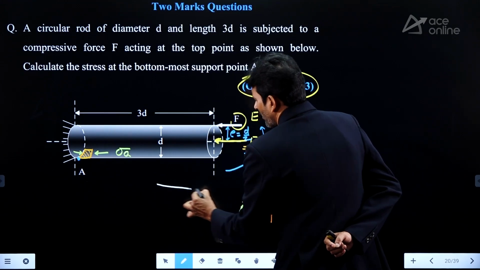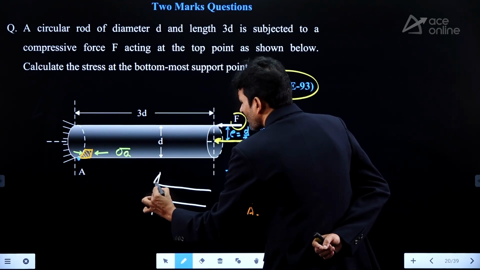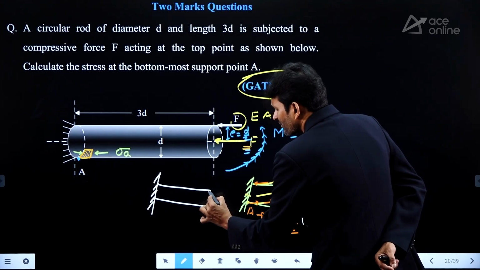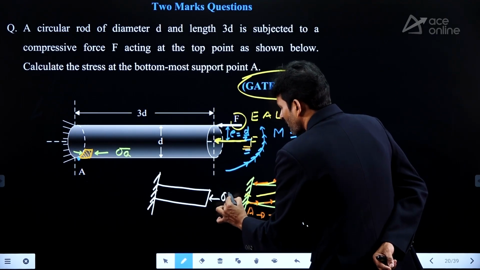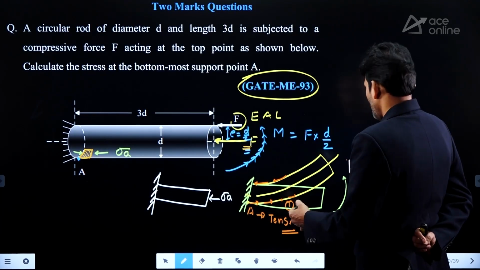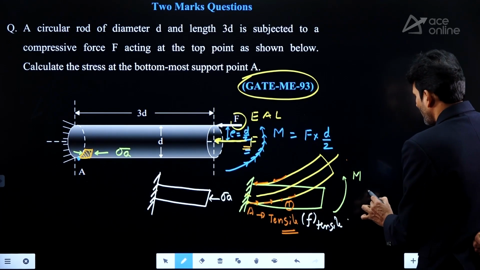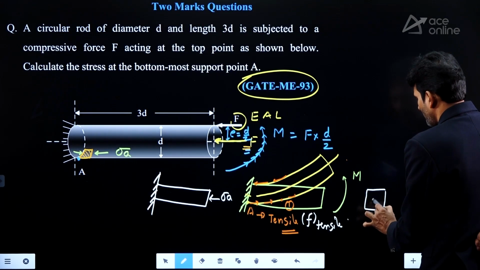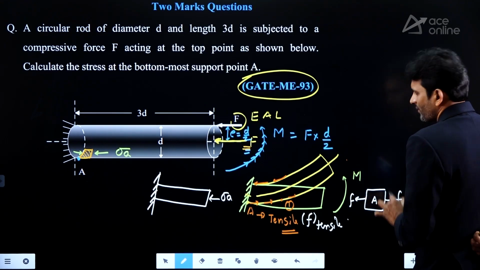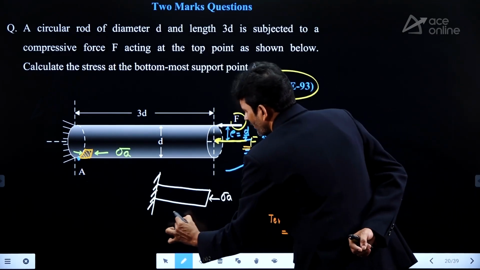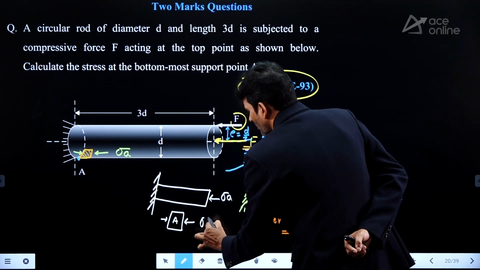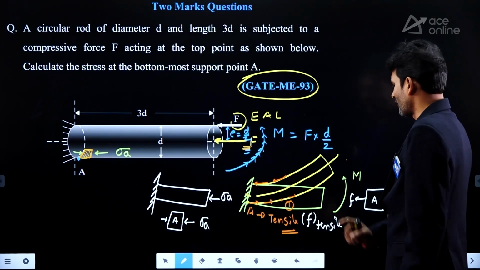So because of axial force, we are having compressive nature stress, that is sigma A. Because of bending at point A, bending is giving tensile nature stress. Good. Here we are having compressive nature stress at point A. Try to find out the resultant of these two.